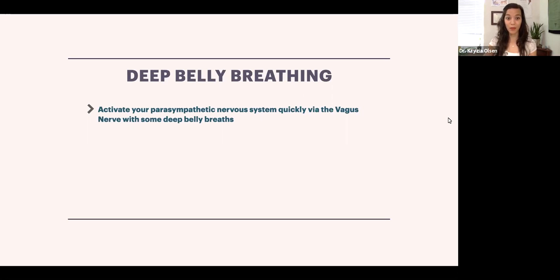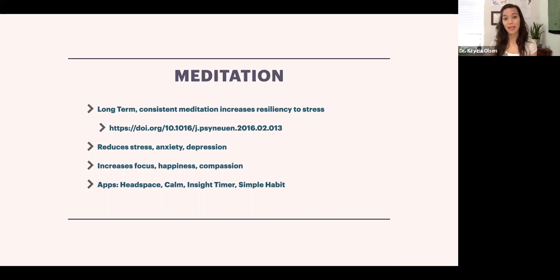Okay, so that's deep belly breathing, and that segues perfectly into meditation. Meditation really works partly on breath work, and same thing with yoga, which is one of the other reasons I really love it, especially during this more stressful time period. But long-term, consistent meditation actually increases resiliency to stress. In that particular study, what they found was that experienced meditators had less norepinephrine and cortisol secreted when they were in a similar stress response as those who were new to meditation or hadn't done it before.